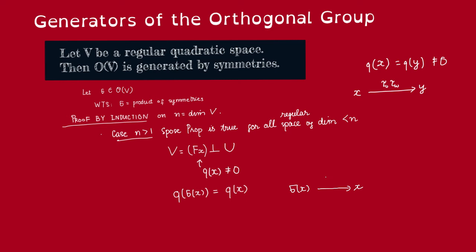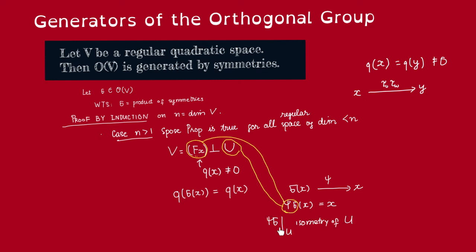We claim that there must be psi, a product of symmetries, sending sigma x to x. In other words, psi of sigma x is equal to x. Why is this a better view? Because this means that psi sigma fixes the span of x. So the span of x is an eigenspace of psi sigma. In other words, psi sigma restricts to an isometry of the span of x. Now that also means that psi sigma must restrict to an isometry of U, that is, psi sigma must map U into U. Why is that? Because as an isometry, it must preserve orthogonality, but U is orthogonal to the span of x. So if psi sigma preserves the span of x, it must also map U into U.